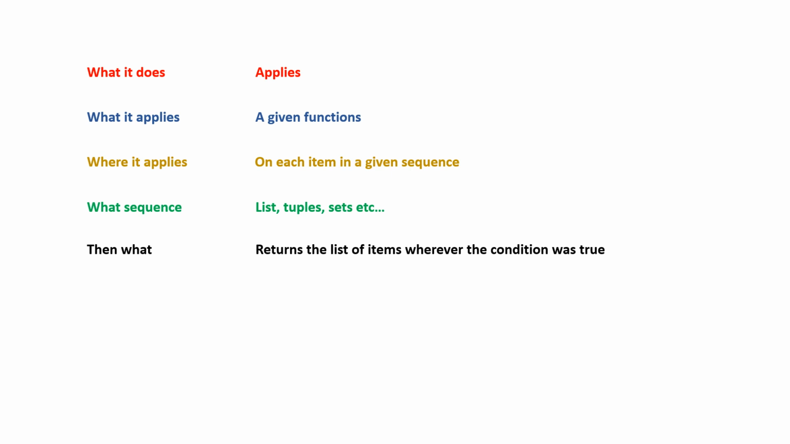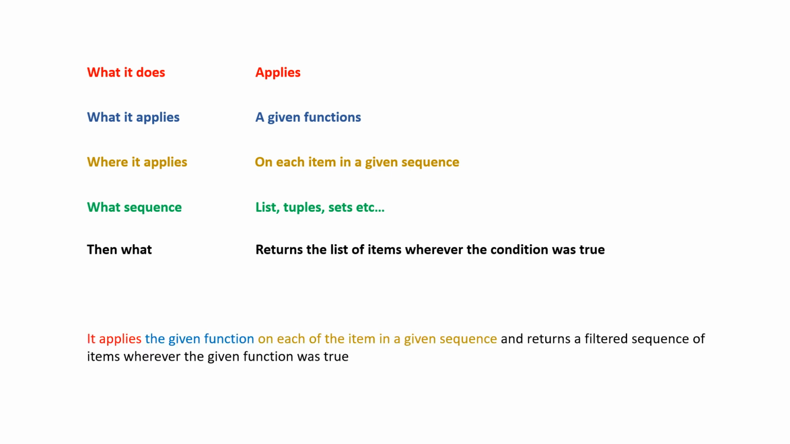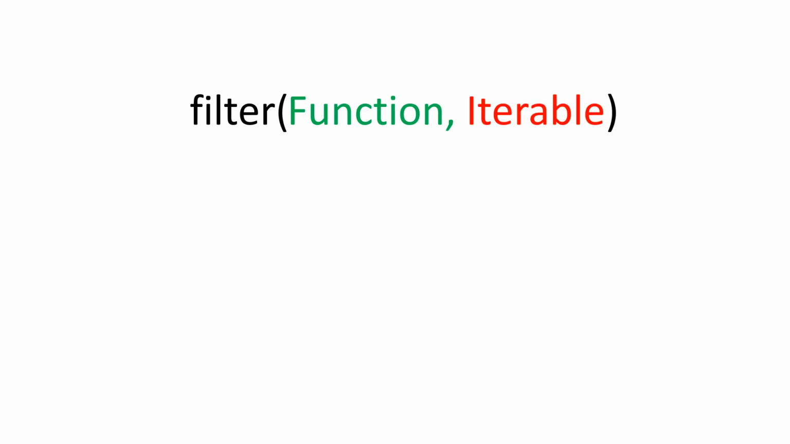Let's try to frame this in one sentence. It applies the given function on each of the items in a given sequence and returns a filtered sequence of items wherever the condition was true. What is the syntax? You write filter, open the bracket, then put the function and then put the iterable. You can say function or condition.